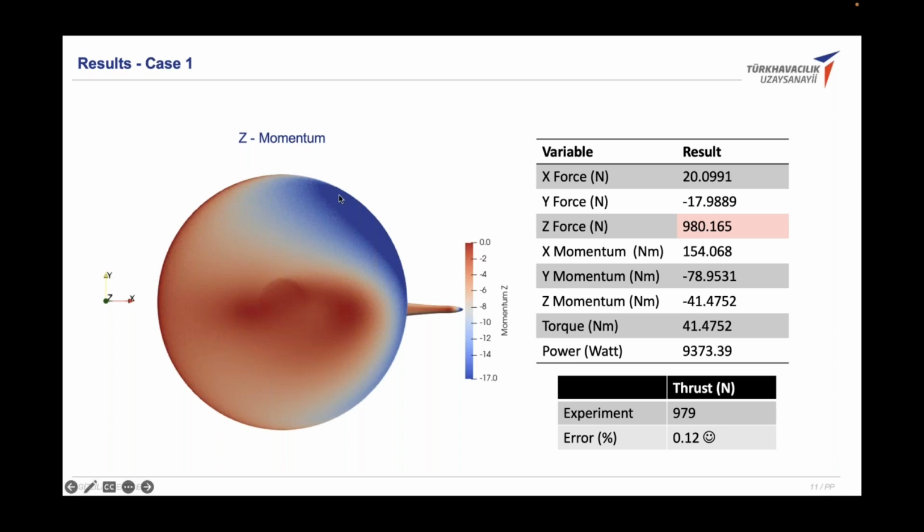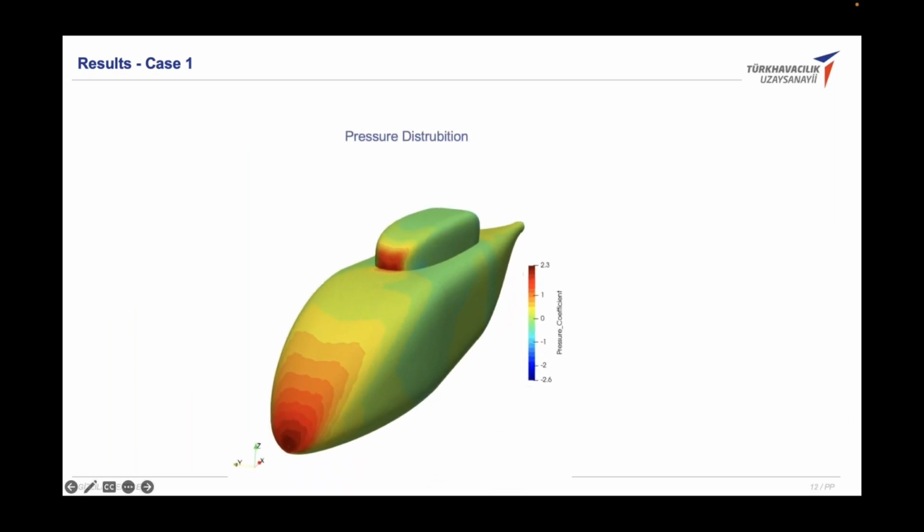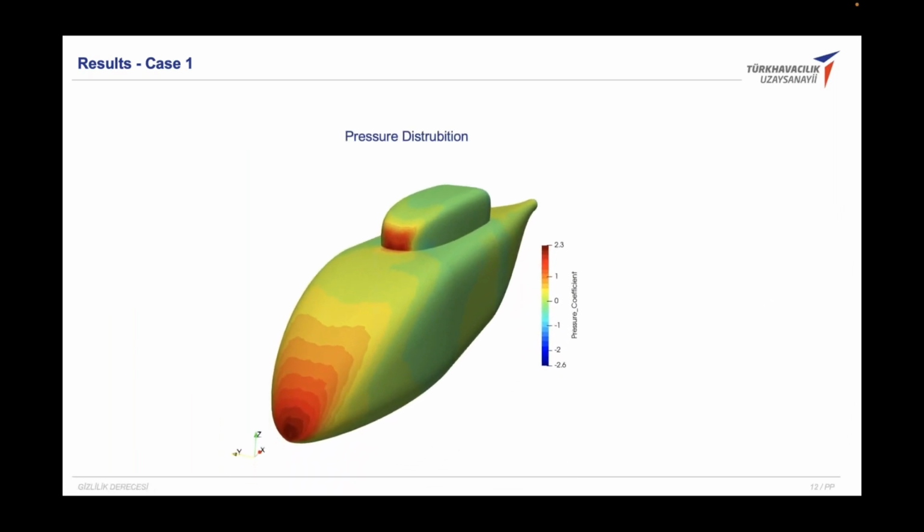In this figure, you can see the Z momentum. We set the upper legend to 0, so you can see the bluish colors. Flow direction is going to the negative Z direction, I mean to the rotor body, Robin body. So there's pressure distribution. After that, we continue to validation, to CP check, experimental CP check.